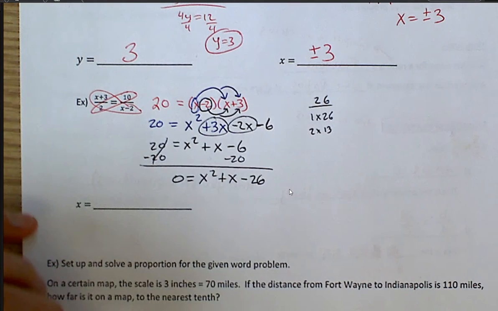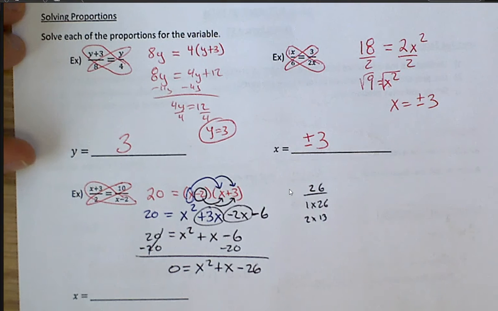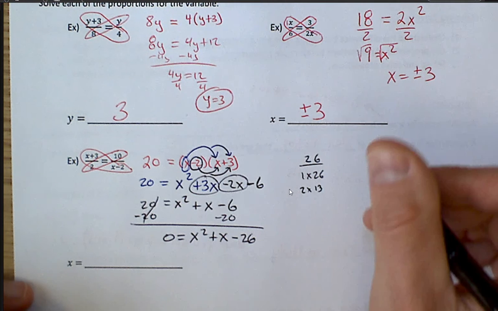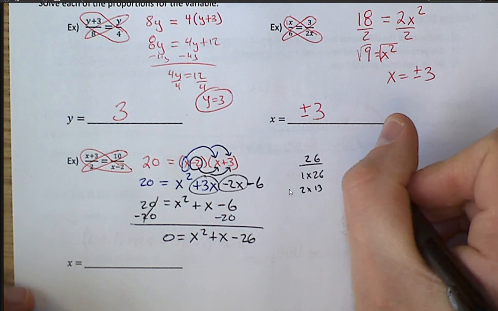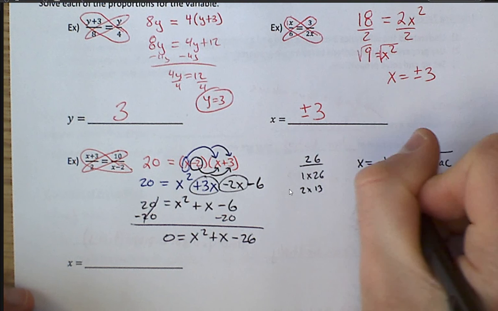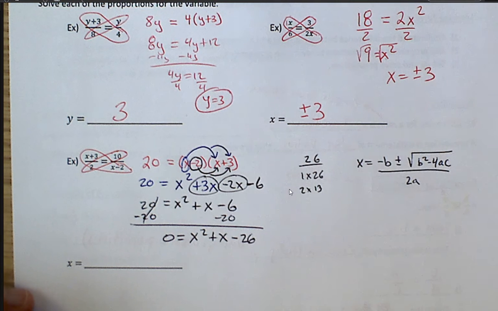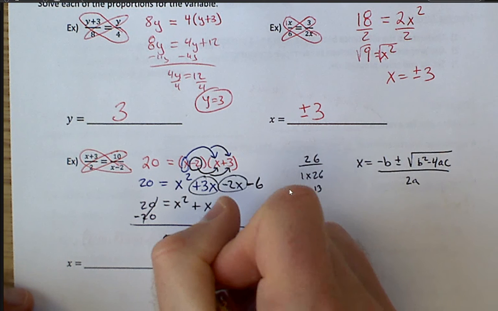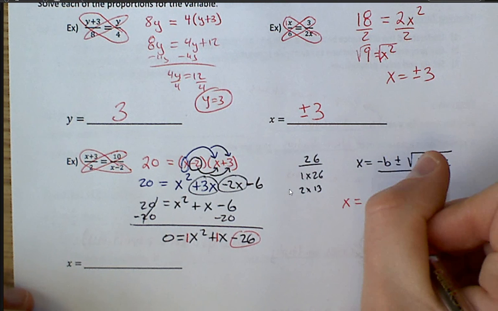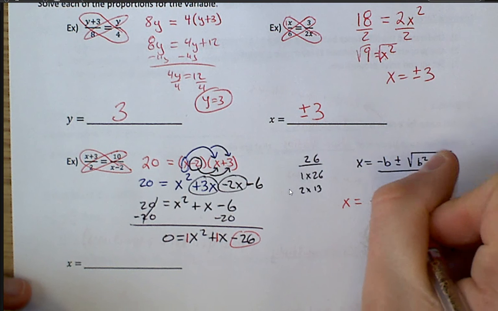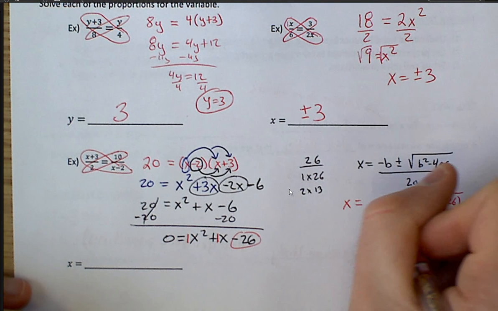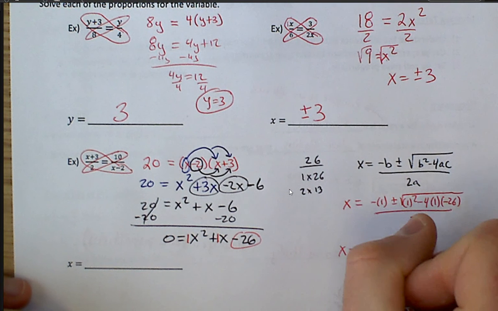The directions do say to solve for x, so we need to use our good friend, the quadratic formula. This is a quadratic. X equals negative b plus or minus the square root of b squared minus 4ac all over 2 times a. Oh boy, here we go. Your a value is 1, your b value is 1, and your c value is negative 26. So you end up getting negative 1 plus or minus the square root of 1 squared minus 4 times 1 times negative 26, all over 2.